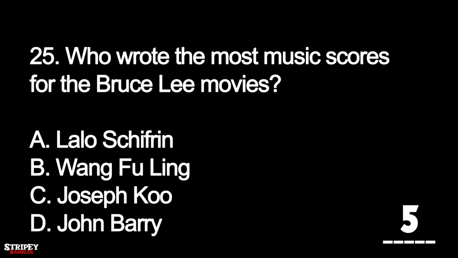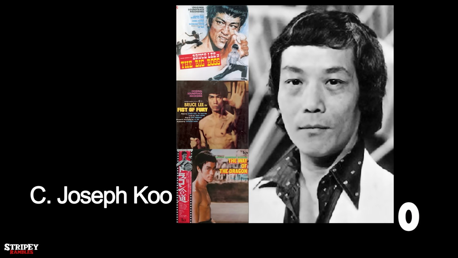25. Who wrote the most music scores for the Bruce Lee movies? Joseph Koo. He did Big Boss, Fist of Fury and Way of the Dragon. Lalo only did Enter the Dragon. John Barry only did Game of Death. And Wang Fu-Ling only worked on The Big Boss. I could have mentioned Peter Thomas, but he only did The Big Boss too. Right.